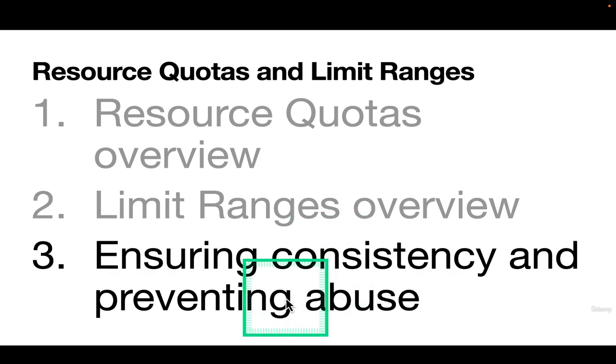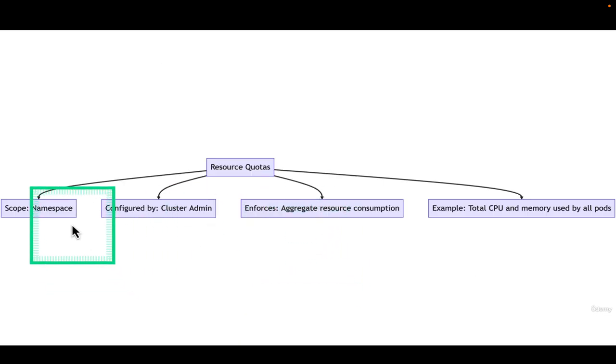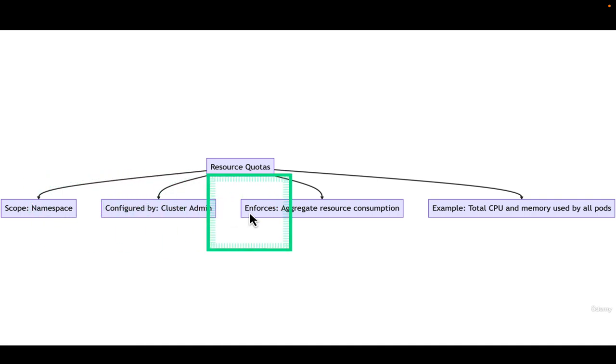I'll just repeat this. Limit ranges are Kubernetes objects that define minimum and maximum resource constraints for individual pods and containers within a namespace, ensuring consistent resource usage. So both resource quotas and limit ranges help maintain consistency and prevent resource abuse, ensuring efficient resource utilization across the cluster.